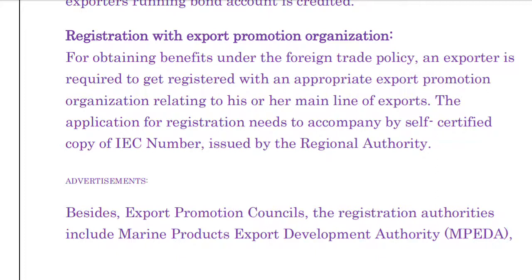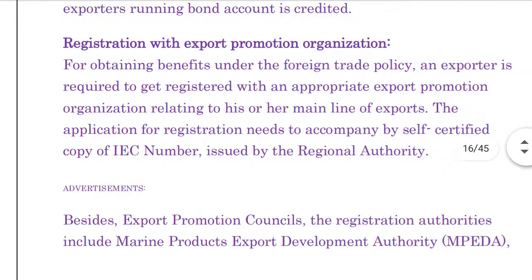Registration with export promotion organization. For obtaining benefit under the foreign trade policy, an exporter is required to get registered with the appropriate export promotion organization related to his or her main line of export. The application for registration needs to be accompanied by a self-certified copy of the IEC number issued by the general authority.